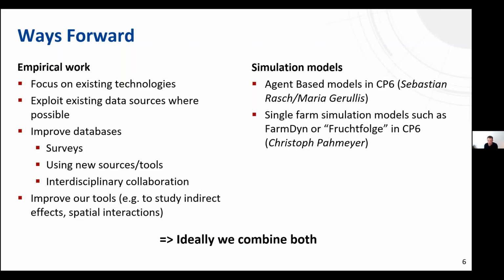Obviously, we need to exploit data sources where they are available. And I think it is important that we improve our databases using surveys, but also using new sources and new tools. That is also important to understand what follows in our ongoing work, because that is the part we are primarily focusing on at the moment.